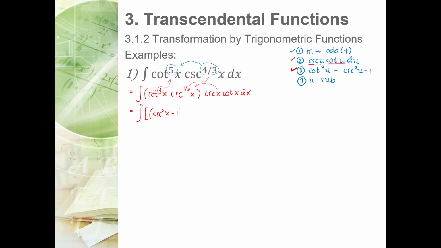Minus 1. Since we need to apply this twice, because it's to the power of 4, so squared. So (cosecant squared x minus 1) squared, then multiplied by cosecant to the 1/3 of x. And then, outside the bracket, the factored out term, cosecant x cotangent x dx.